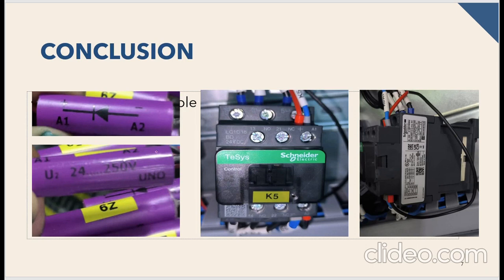For that, there is a conclusion. You can see this is how a freewheel diode looks. This is a complete diode. You can see here the symbol and how to connect it. A1 and A2 are the coil terminals of this contactor coil. So A1 you have to connect here, and A2 here. You can see this red wire is positive and this is negative.